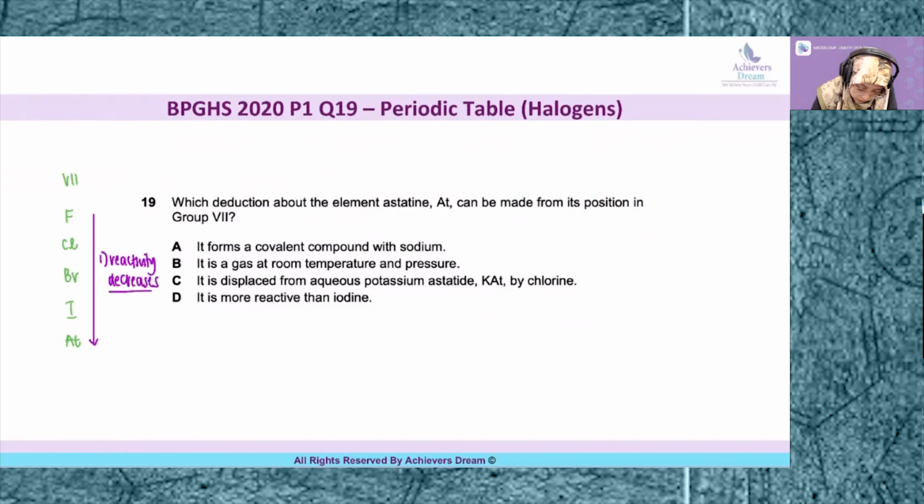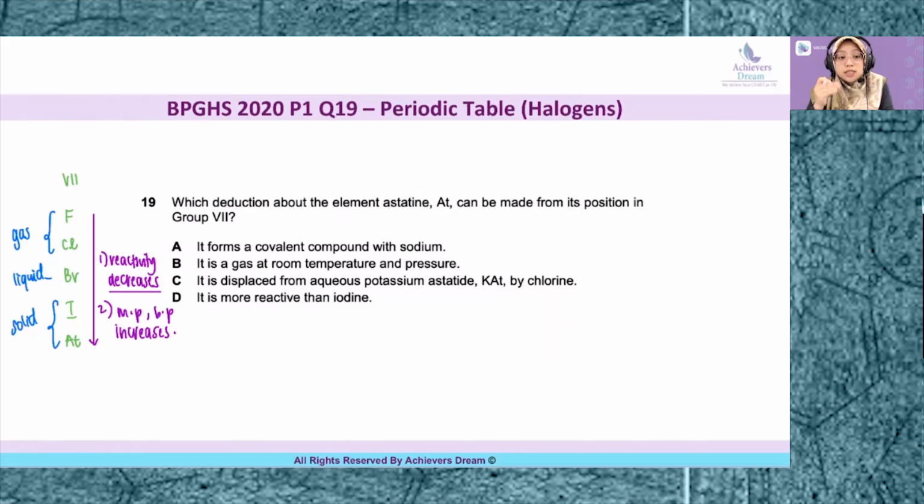The second trend that students need to remember is that the melting point and boiling point of the elements increase going down the group. Apart from that, you also need to remember the states of the elements. Fluorine F2 and chlorine Cl2 are gases at room temperature. Bromine Br2 is a liquid. Iodine and astatine, at room temperature and pressure, are solid. And going down the group, the colors of the halogens get darker.